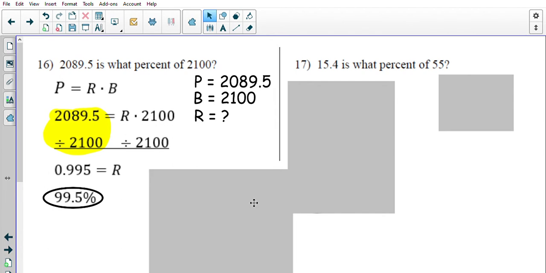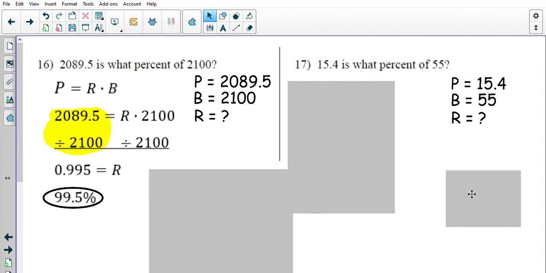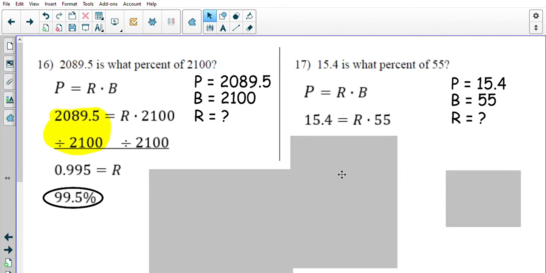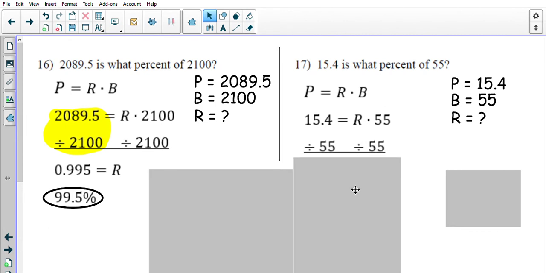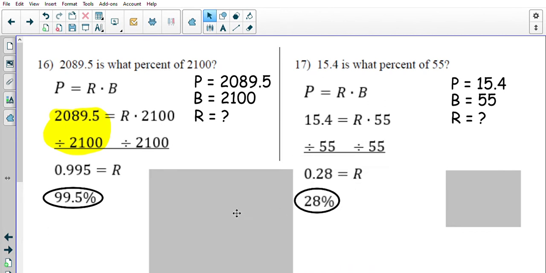Number 17, 15.4 is what percent of 55? 55 is my base, 15.4 is the part, R is my unknown. So we're going to have P equals R times B is 15.4 equals R times 55. Divide both sides by 55, and we will get a solution of 0.28. That is 28%.